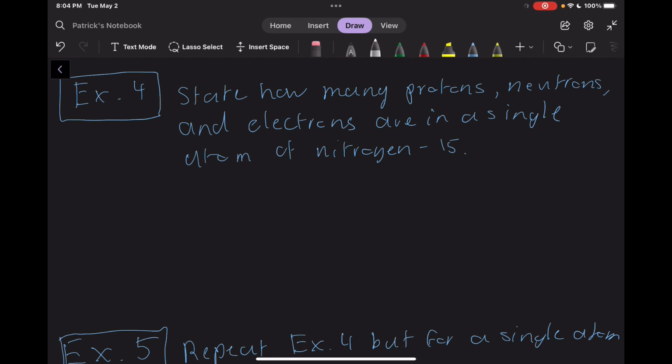Our first step is to find the atomic number of nitrogen, which is 7. The reason we find this value first is because atomic number gives us the number of protons, and the number of protons of an element never changes. Atomic number is equal to the number of protons. And just like that, we're a third of the way done. Now, because this is an atom and not an ion, the number of electrons has to equal the number of protons. So nitrogen-15 must have 7 electrons.